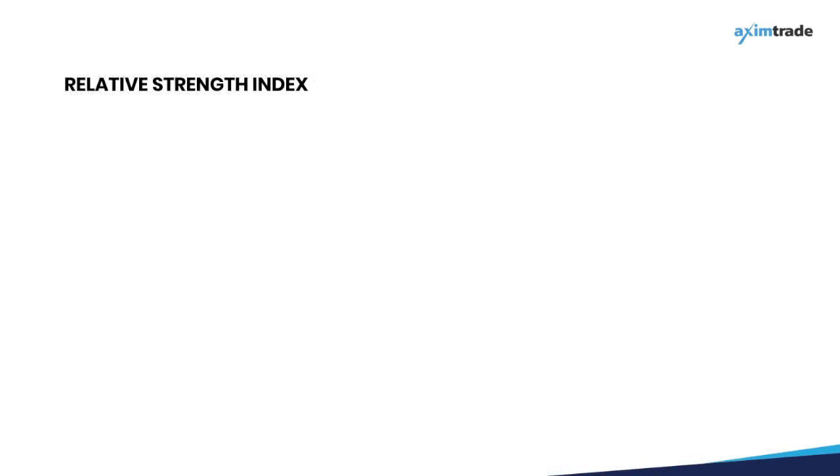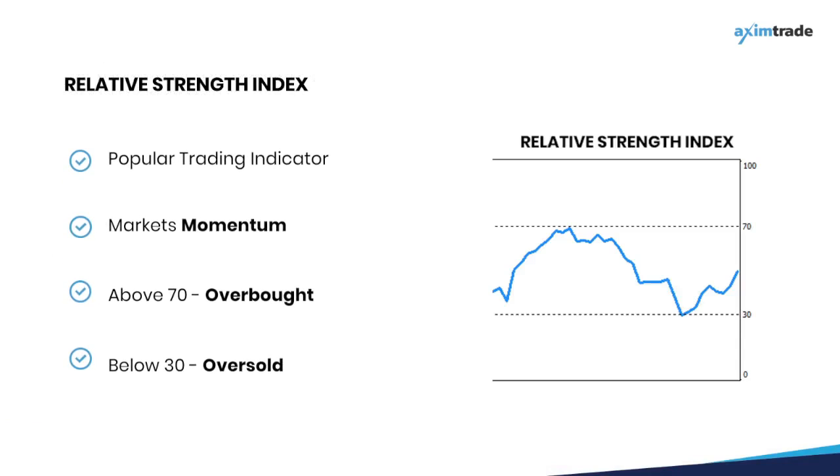The relative strength index, or RSI for short, is a popular trading indicator used to determine the strength of a market's momentum. When the RSI indicator is above level 70, the market is overbought, and when the RSI indicator is below level 30, the market is oversold. The relative strength index tracks overbought and oversold levels by measuring the velocity of price movements.